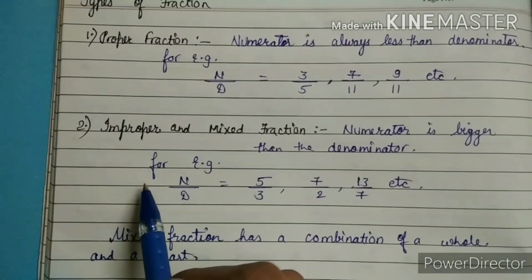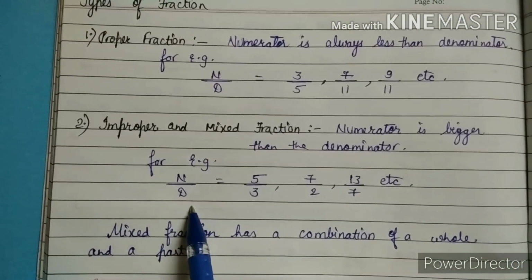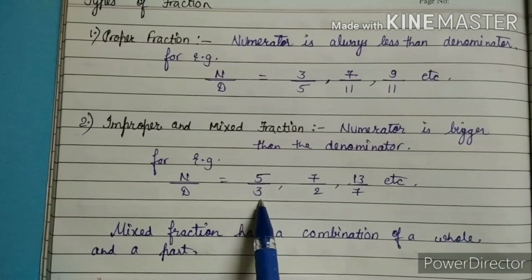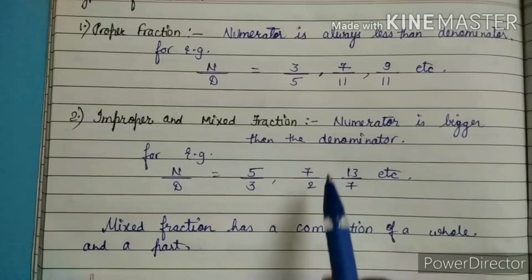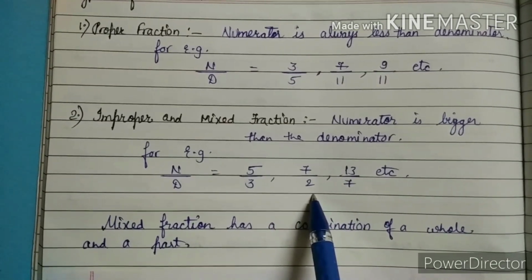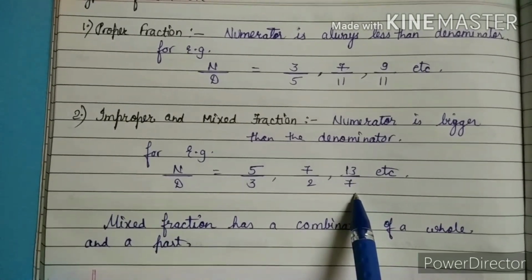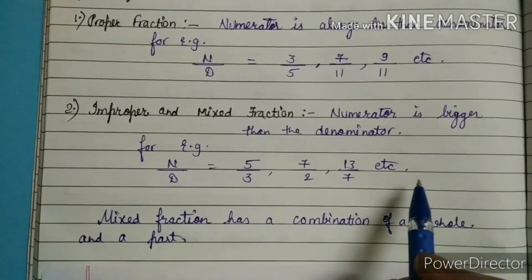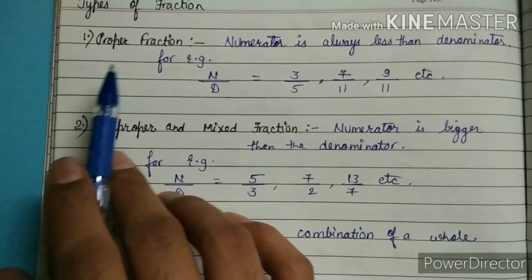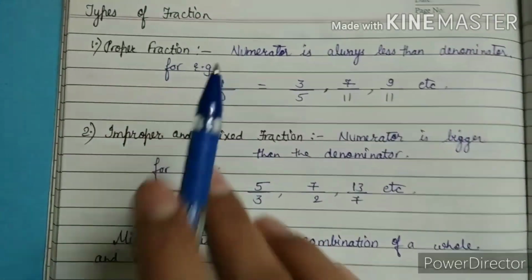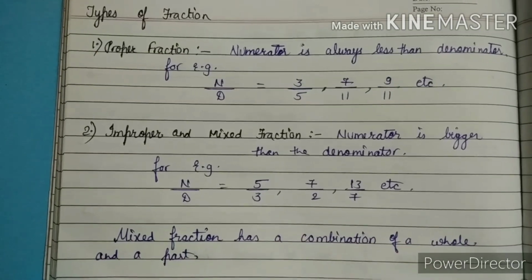Now improper fraction is when the numerator is bigger than the denominator. So numerator and denominator, here 5 is greater than 3, 5 by 3. Now 7 by 2, 7 is greater than 2. Now 13 by 7, again 13 is greater than 7. Etc. So many examples we can take. So in short, we can just directly put here: proper fraction, numerator is less; improper fraction, denominator is less.